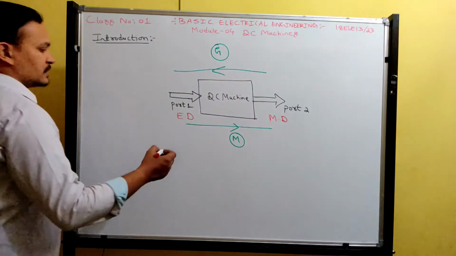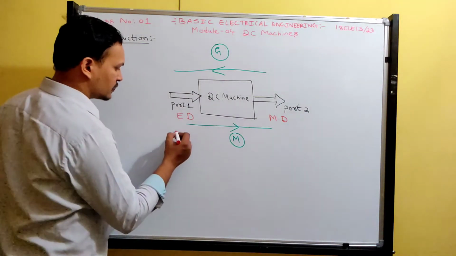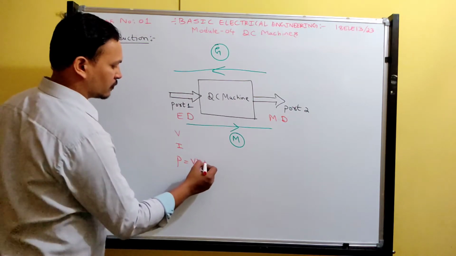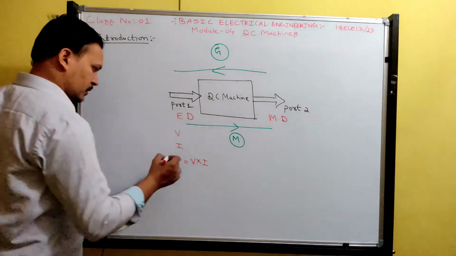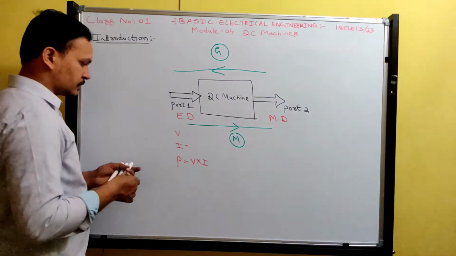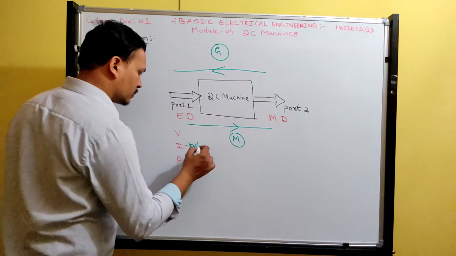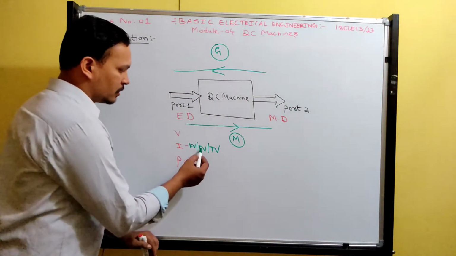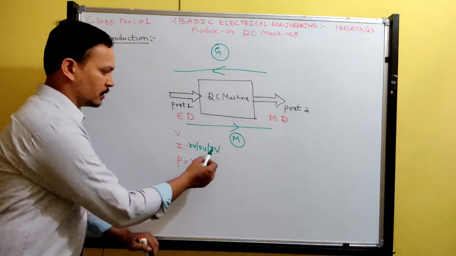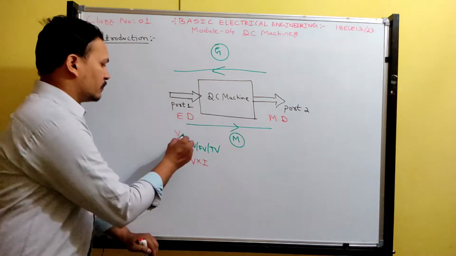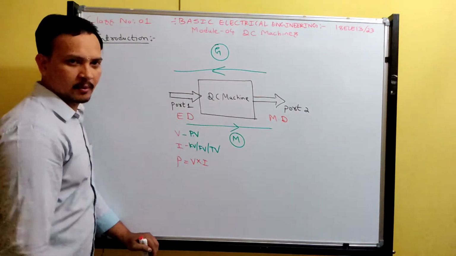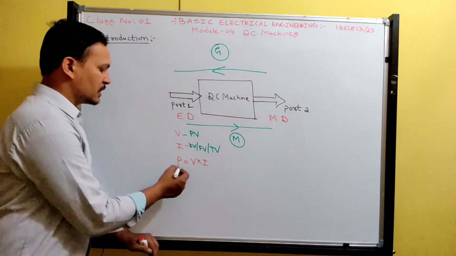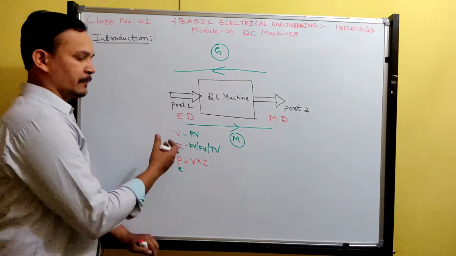Generally, what are the electrical domain quantities? Voltage, current and power. What is power? Product of voltage and current. This is electrical power. Current is a kinetic variable or flow variable or through variable. And voltage is a potential variable. So in the electrical domain, these are the quantities. The product of these two will give the electrical power developed.